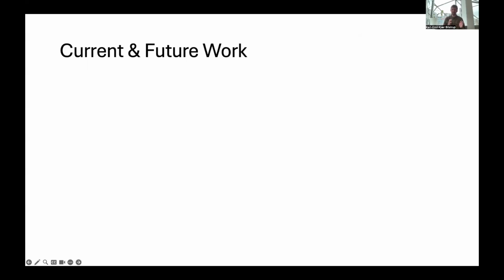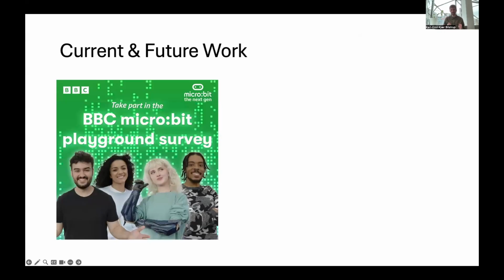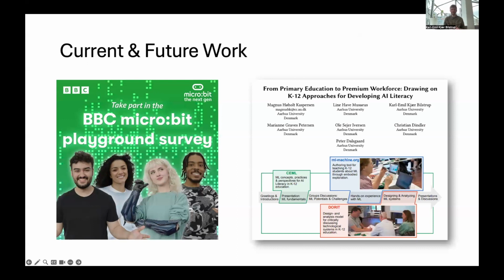Microbit Educational Foundation has created a version of mlmachine.org for primary education that is used in a new educational material they developed in collaboration with BBC. Further, we used it in a study about upskilling workers in collaboration with trade unions. A paper about this project is presented here at the conference.